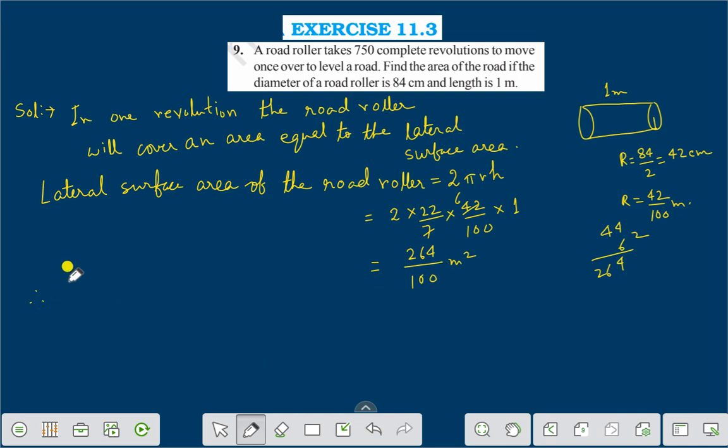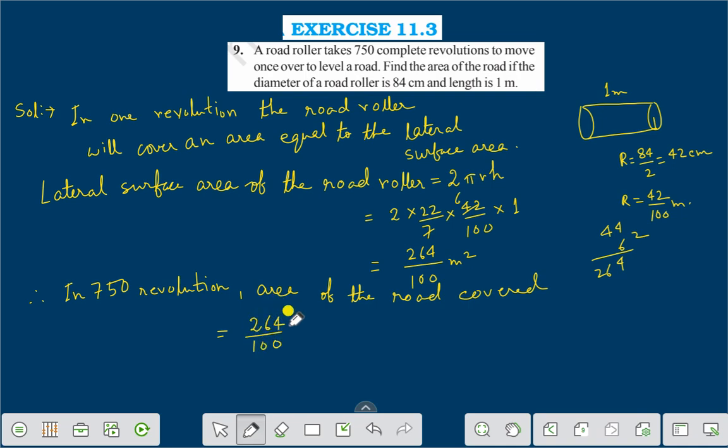Therefore, in 750 revolution, area of the road covered will be, in one revolution the area is 264 by 100, therefore in 750 revolution it will be 264 by 100 into 750 meter square, right? Therefore we are getting this zero will cut.